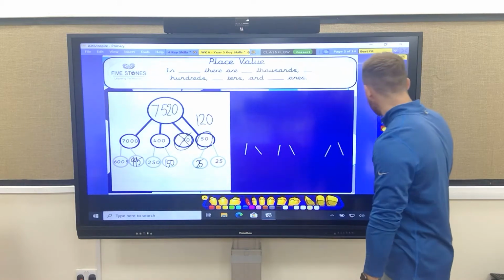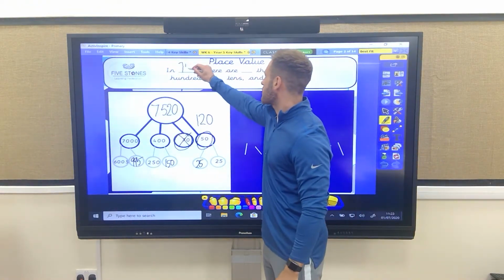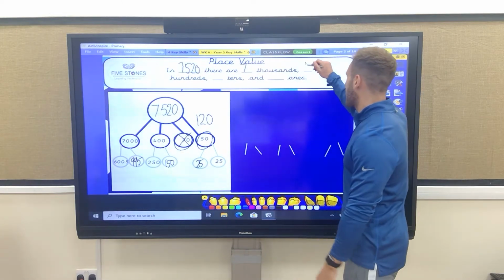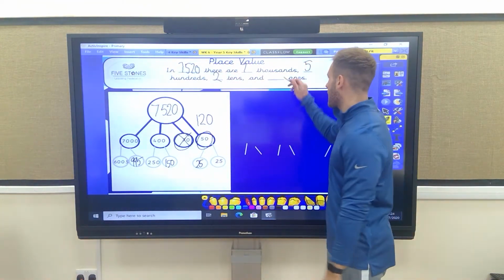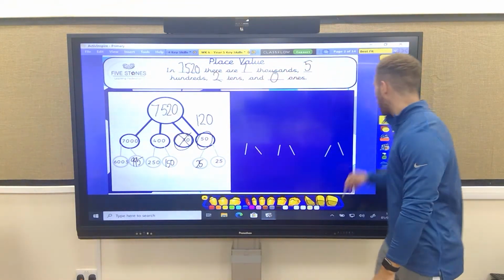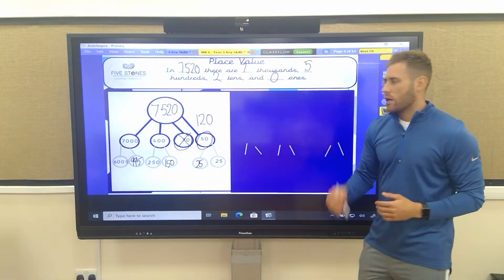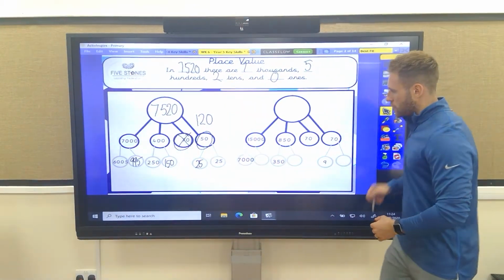Thank you for your help. We can then look at the number in our sentence. So we've got 7,520. We know there are 7,000s. We know there are 500s. We know there are 2 tens, but we don't have any ones, so there are 0 ones. Really good to go back to really think about the place value of the number, which might make your job a little bit easier. Your turn now.